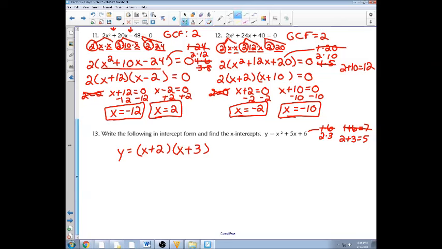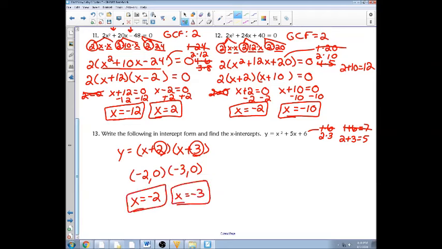From here it says that I need to find my x-intercepts. Well, thinking back to all the intercept form work we did, I would take the 2 numbers, go opposite their signs, so it would be negative 2, 0, and negative 3, 0. So my x would equal negative 2, and my x would equal negative 3. And we are done. That is the end of our lesson.